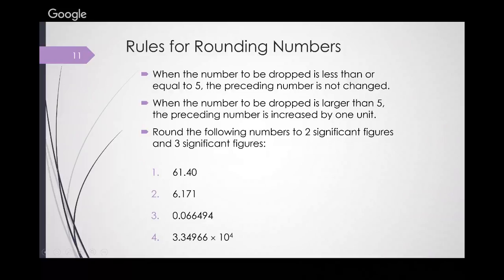61.40. We want 2 significant figures. So 61 is what I'm looking at. The 4 is less than 5, so it leaves this alone. It rounds to 61.